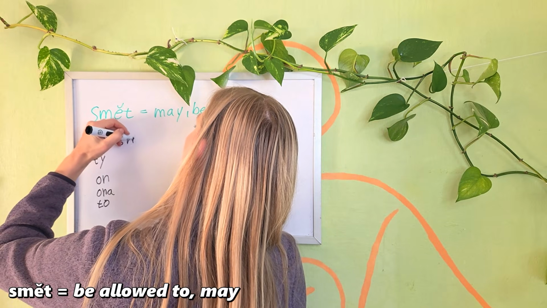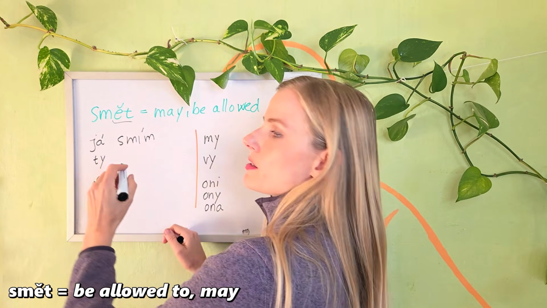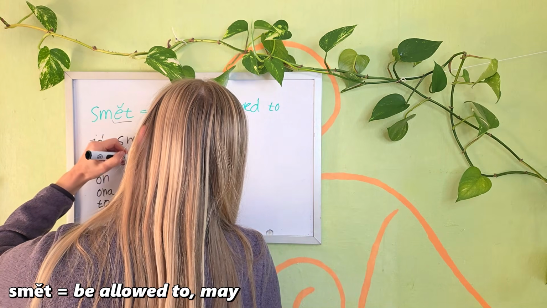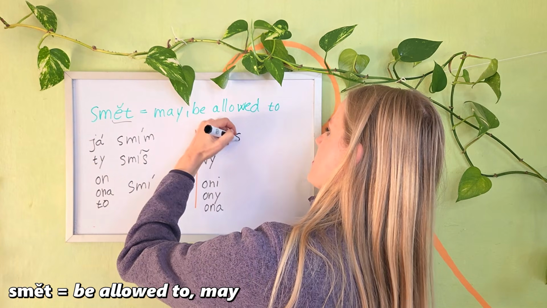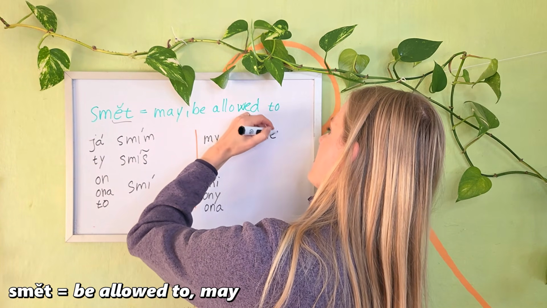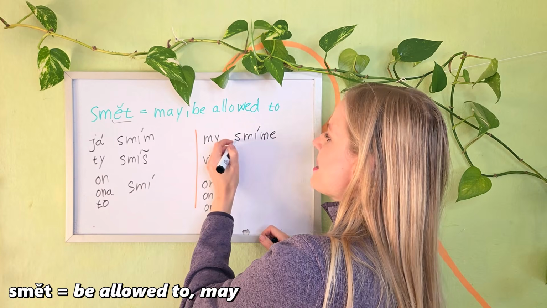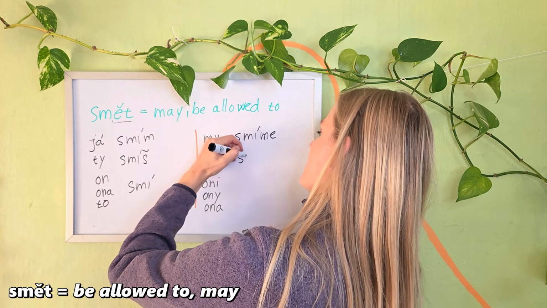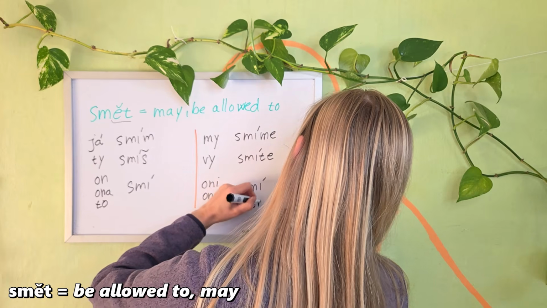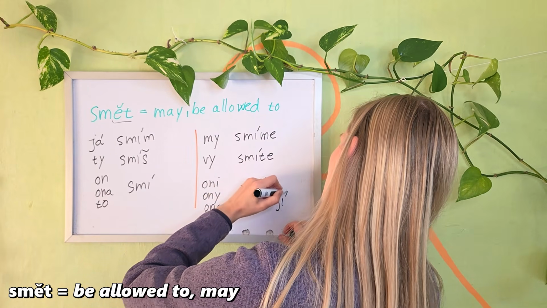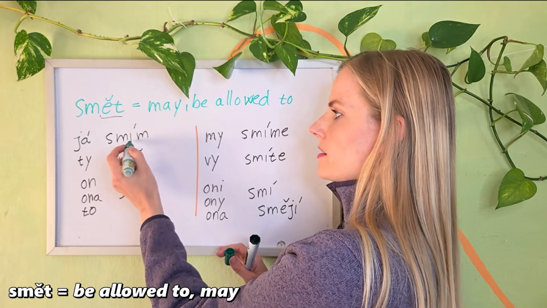Já smím, ty smíš, on, ona, ono smí, my smíme. Looks like spíme now when I think about it. Smíme, vy smíte, oni smí. Actually, here we can have another form. We can say smějí, oni smějí. You see the endings.